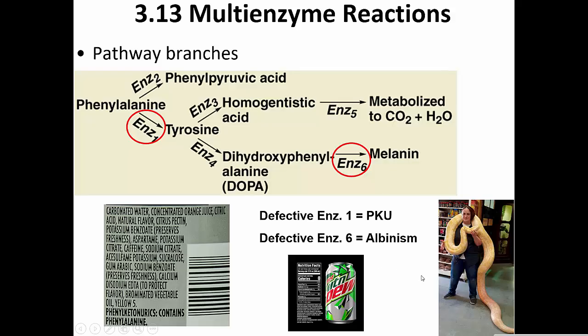We see this reflected in common food items that are available in grocery stores. This is a Diet Mountain Dew. If we look closely at the label on Diet Mountain Dew, at the very bottom, we see "phenylketonurics, contains phenylalanine." This is a warning for people who suffer from phenylketonuria that this product contains phenylalanine, and it's a product they should use sparingly.